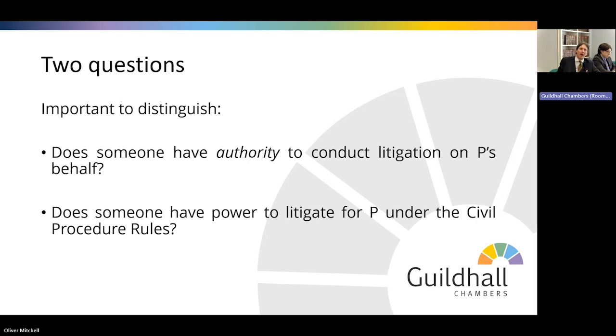So the power to litigate exists independent of any question of whether someone has authority from the Court of Protection or otherwise, because the question the civil court will ask is: is a litigation friend required? Do you have a protected party who needs a litigation friend? And if so, is there someone who is becoming that litigation friend, either without a court order or with a court order? And that is a different question to the question of whether someone has authority.